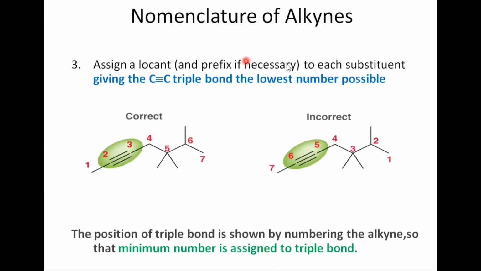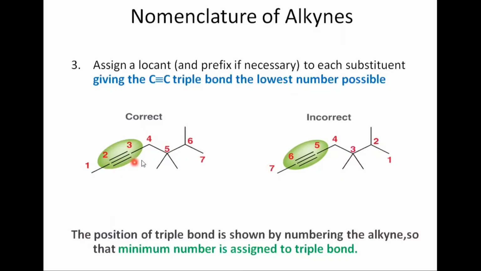Assign a locant to each substituent, giving the carbon-carbon triple bond the lowest possible number. Our target is that we should give the carbon-carbon triple bond the lowest possible number. For example, here is a structure. When we number this structure from the left side, 1, 2, 3, 4, 5, 6, 7, the longest chain contains 7 carbons, so it should be heptyne. As it contains the carbon-carbon triple bond on carbon number 2, it is a correct numbering. Now if we number the same structure from the right side, 1, 2, 3, 4, 5, 6, 7, it is an incorrect numbering.